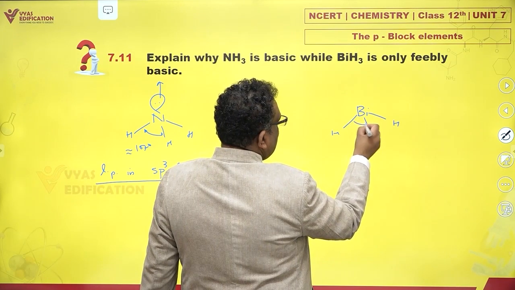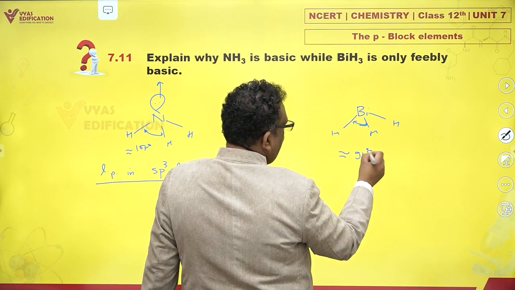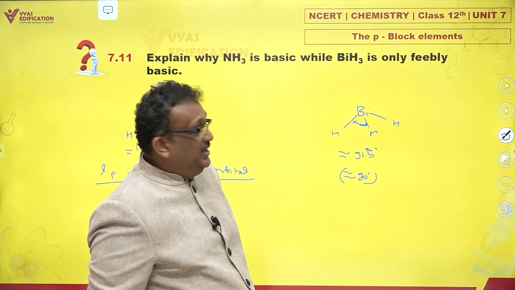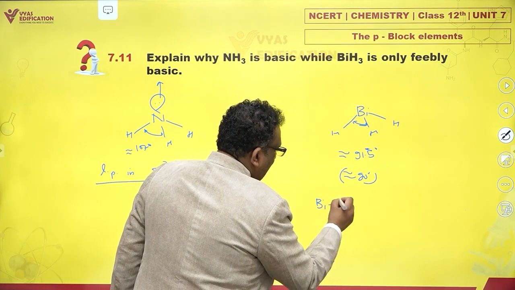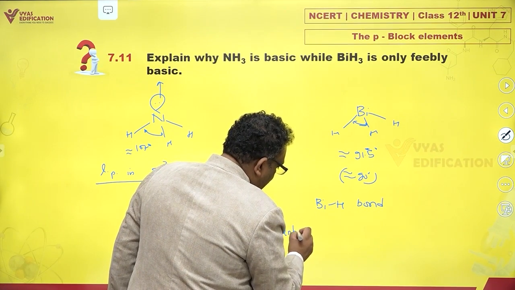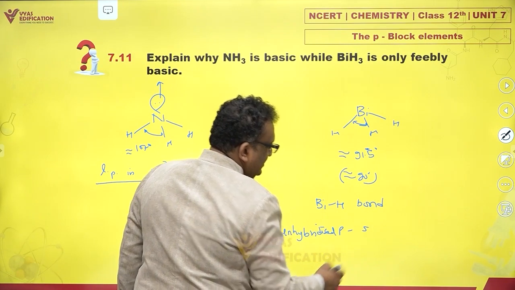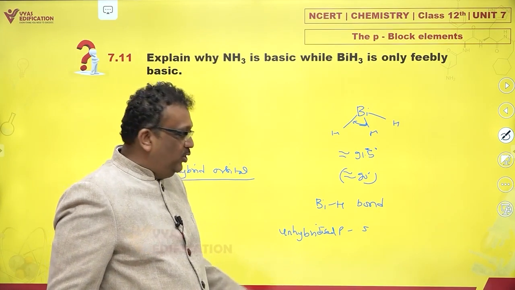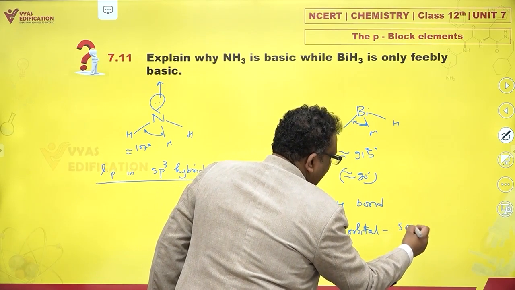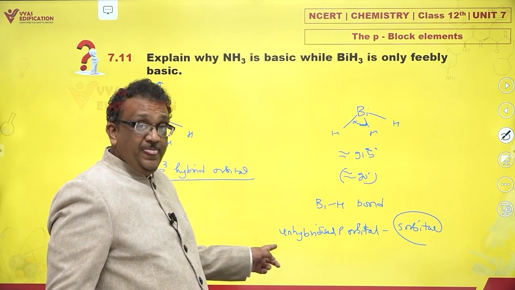BiH3. This bond angle is around 91.5 degrees, which is close to 90 degrees. That means the bismuth-hydrogen bond is formed by unhybridized p and s orbitals. Bismuth has an unhybridized p orbital, and hydrogen cannot have any hybridization anyway, it has just an s orbital. Okay, what does that mean?